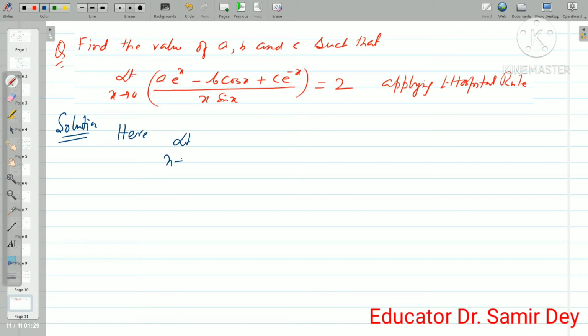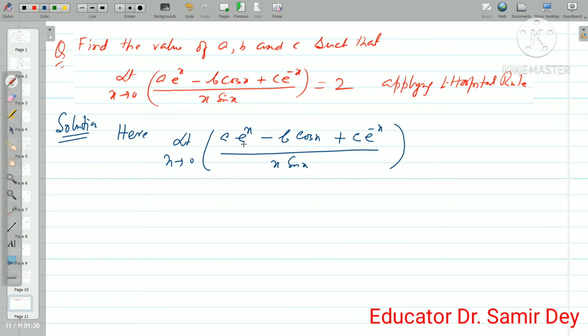Limit x tends to 0, a e to the power x minus b cos x plus c e to the power minus x by x sin x. Basically, if I consider x tends to 0, then e to the power 0 means 1, cos 0 means 1, so a minus b, and e to the power 0 means 1, then a minus b plus c by 0, that is an undefined case. If you put the value, the lower part becomes 0, but the upper part, the numerator, is not equal to 0. So that is an undefined case.